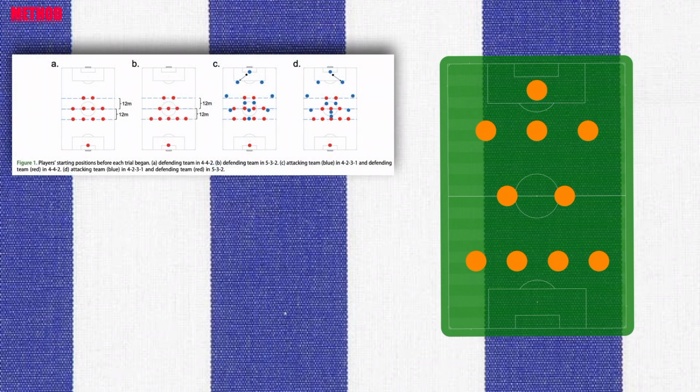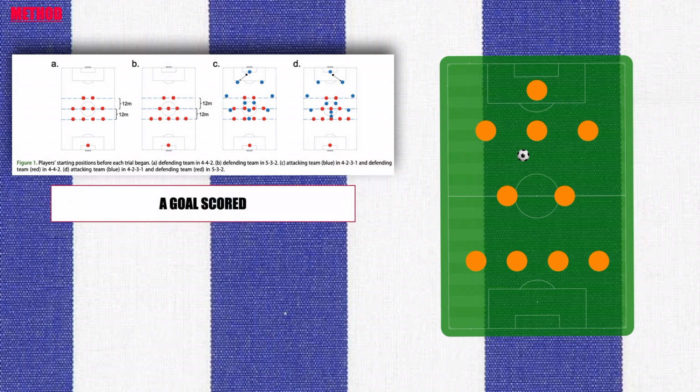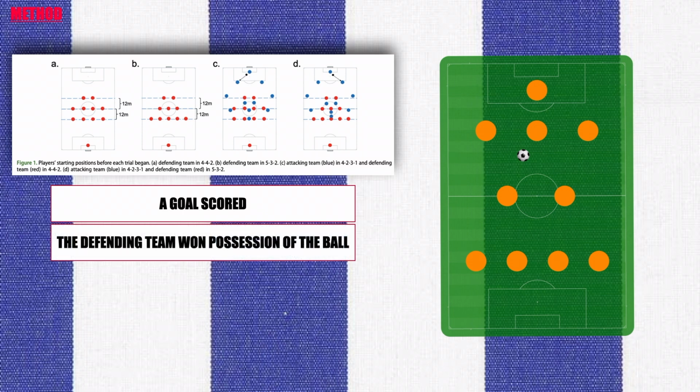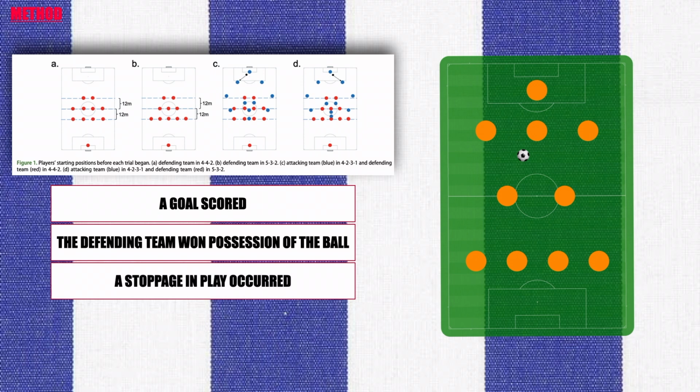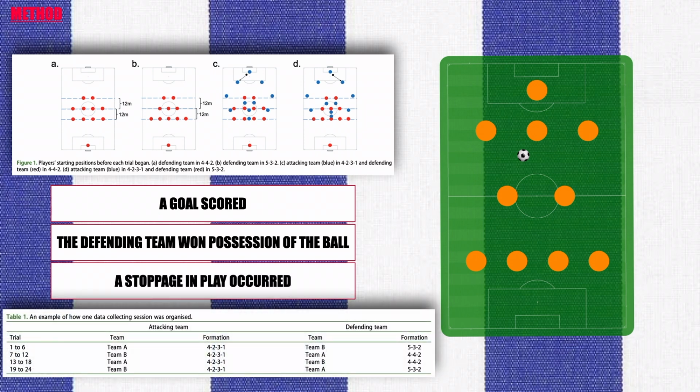As task constraints, players began every trial at the same pitch positions, but were free to move in adaptation to the match situations once the trial began. Each trial began with a goal kick taken by the goalkeeper of the attacking team, and ended when one of 3 events occurred: a goal was scored, the defending team won possession of the ball, or a stoppage in play occurred, for example, from offsides, fouls by the defending team, or the ball going out of play. An example of how one session was organized can be found in the table.